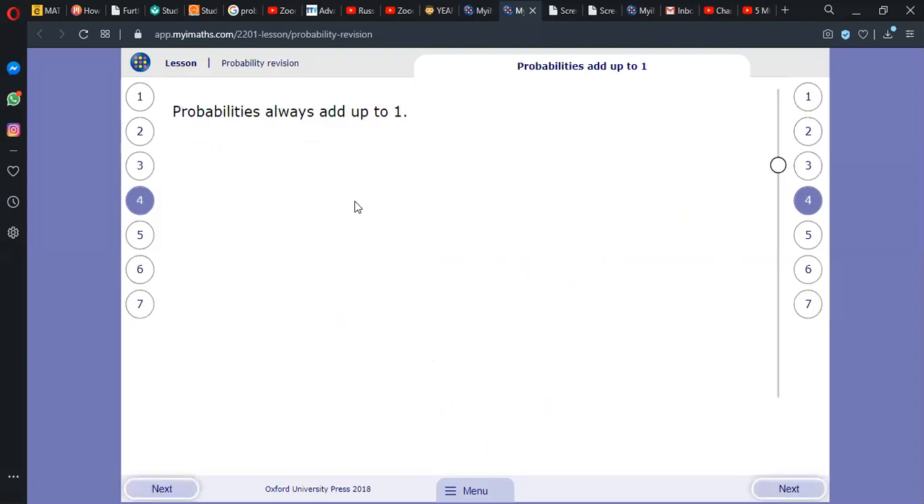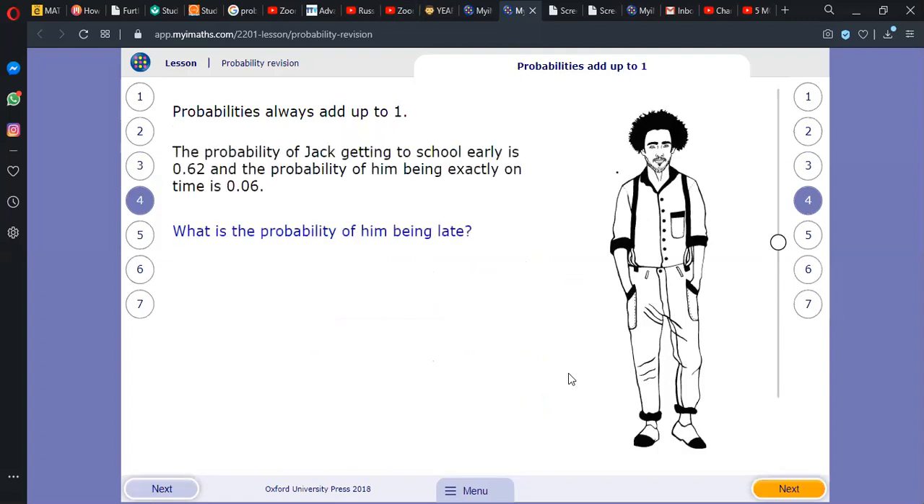Now, we remember that we said that probabilities always add up to 1. What we mean, in essence, is that the probabilities of all the possible outcomes of an event must always add up to 1. The event here is about Jack getting to school, and all the possible ways are either he gets there early, on time, or late. Those are the 3 possible outcomes for Jack. So the probabilities of all those outcomes, if you add them together, must be equal to 1.